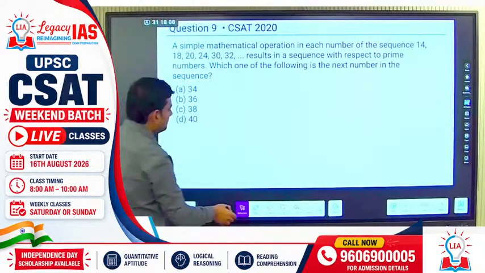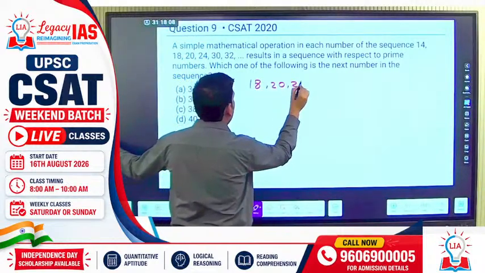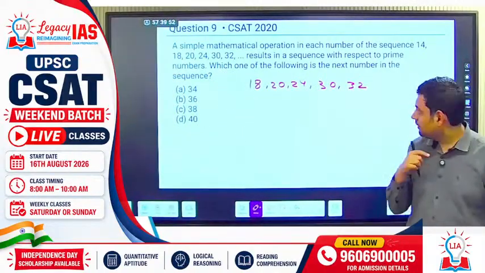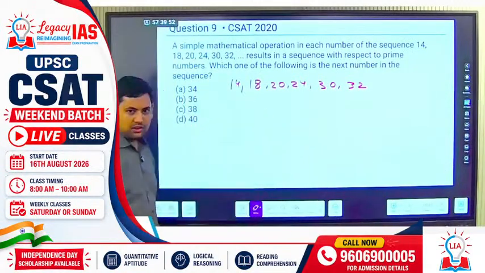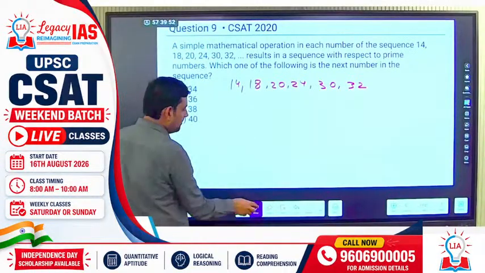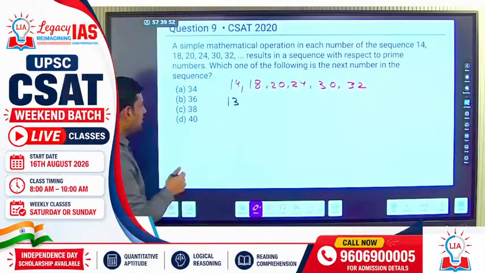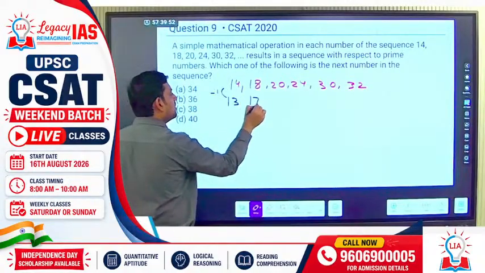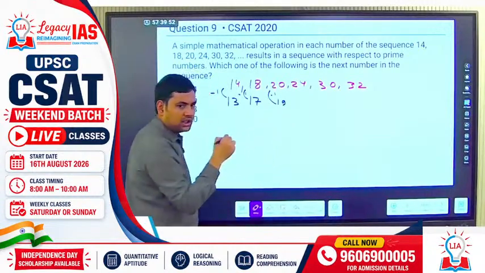Okay, so what is happening here? This is a series with respect to prime numbers. Now, which is the nearest prime number to them? Here, the prime number that is near to it is 13. 15 is not a prime number, correct? So that means this is minus 1. Then what is nearest to this? 17. Again minus 1. Then minus 1 gives you 19, correct?